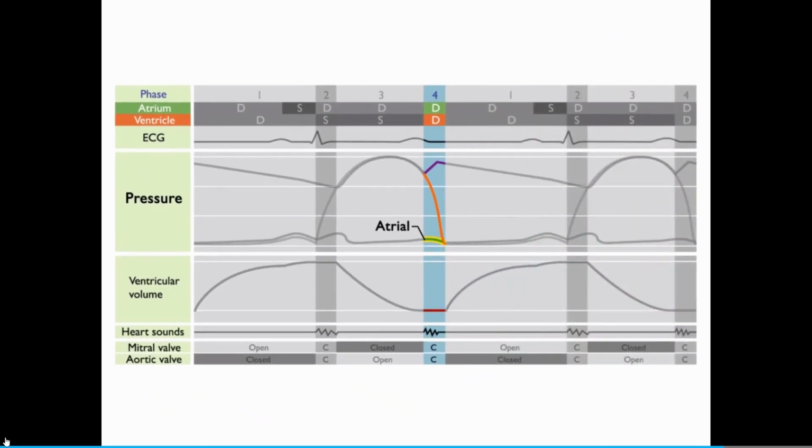When the pressure on the atrial side of the mitral valve exceeds that in the ventricle, the mitral valve opens. Now passive ventricular filling can begin. This starts a new cardiac cycle.